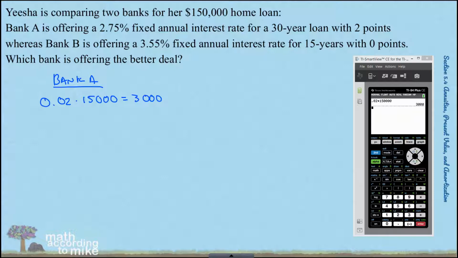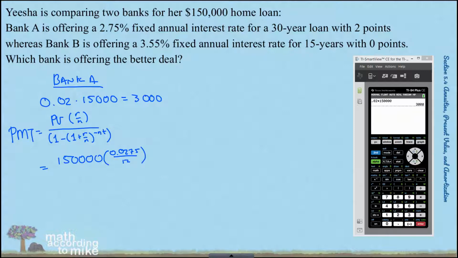So to figure out the payment necessary to pay off the loan, this is amortization. Amortization is the present value times R over N over 1 minus 1 plus R over N raised to the negative NT power. Our current value of the loan is $150,000. Our interest rate in Bank A is 2.75%. And it should say there monthly, but assume monthly for your mortgages. And this is a 30-year loan, so that means T is 30.